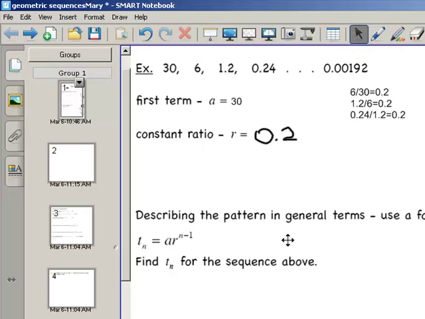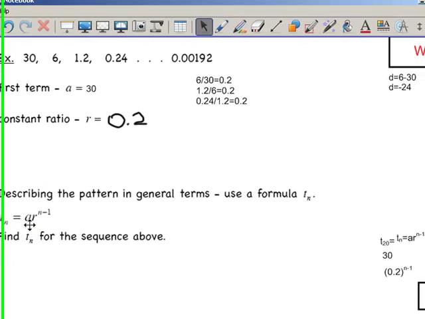And once, as mathematicians, we've seen a pattern, we try to define it with a formula. And so for a geometric sequence, the general term is the first number multiplied by the constant ratio to an exponent, and it's n-1 exponent, because to get to 6, which is term 2, we only multiply the 30 by 0.2. So we have now defined a general formula, which of course you will memorize.